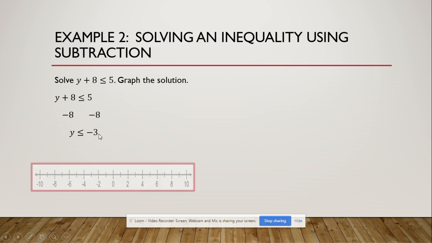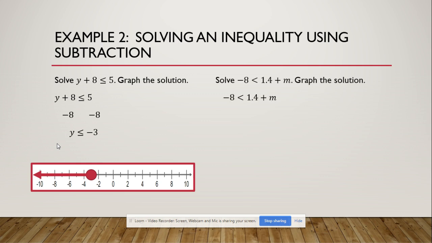To show all the possible solutions of that, we put a dot at the -3, and it says y is less than. Now notice that the dot is filled in. That's because it's "or equal to." Y is less than or equal to -3, so we draw a line, an arrow, going in the direction of the numbers that are less than -3.